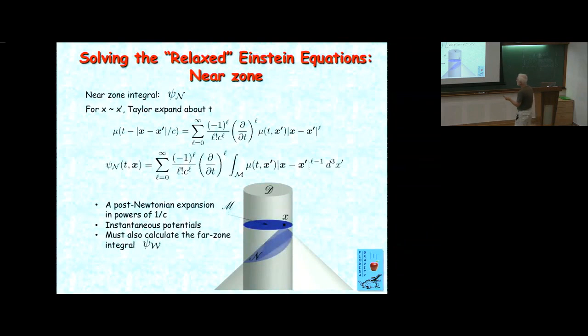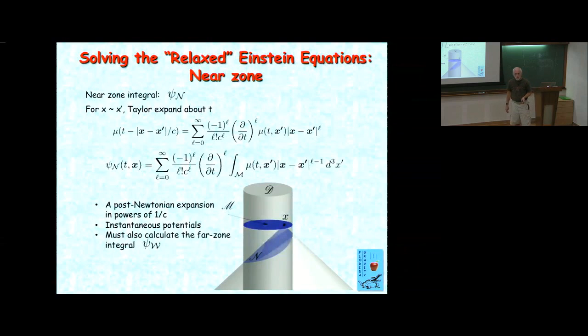Notice that it's an expansion in powers of 1 over c, and this is where we get this idea of a post-Newtonian expansion. Time derivatives imply velocities, and if velocities are small compared to c, this looks like an expansion in powers of v over c. And as long as that v over c is small, then we get what we call a post-Newtonian expansion. All the potentials are instantaneous. We no longer have retardation since we're in the near zone.